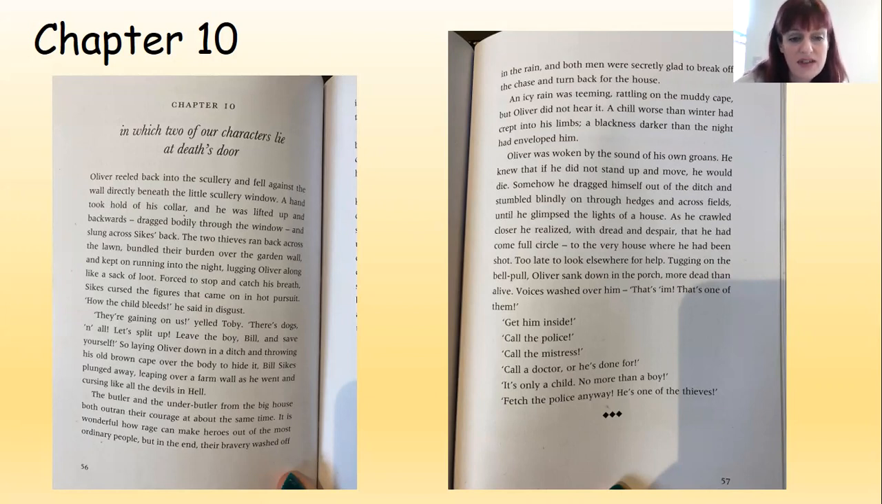So, laying Oliver down in a ditch and throwing his old brown cape over the body to hide it, Bill Sykes plunged away, leaping over a farm wall as he went and cursing like all the devils in hell. The butler and the under-butler from the big house both outran their courage at about the same time.